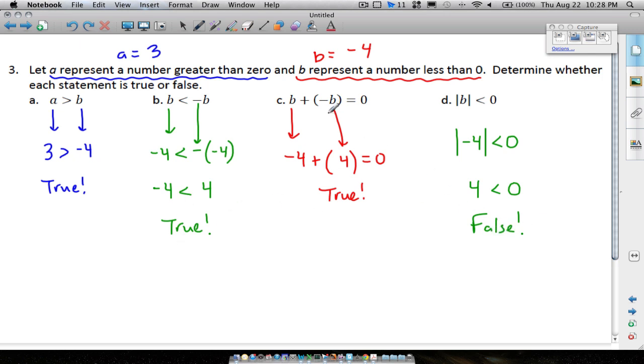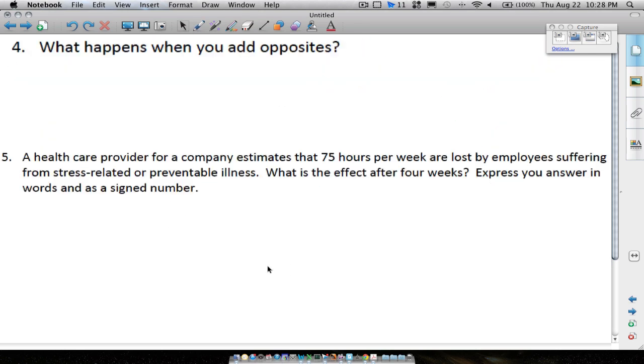Be careful with your signs here. And again, as I mentioned, you could use any number greater than 0. It doesn't really matter. I picked 3 just for the heck of it. Over here, I picked -4 just for the heck of it, because that number was less than 0. All right, on to question 4.